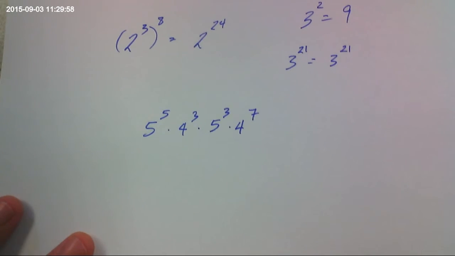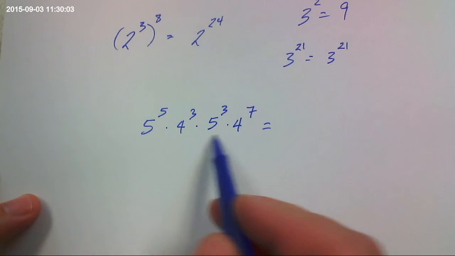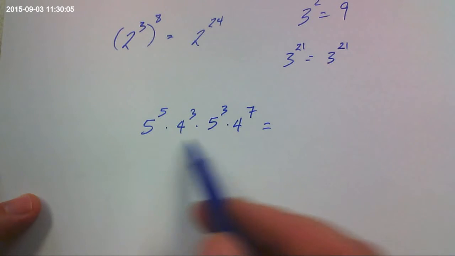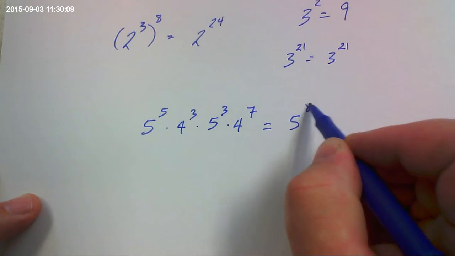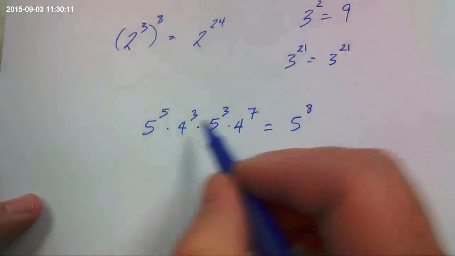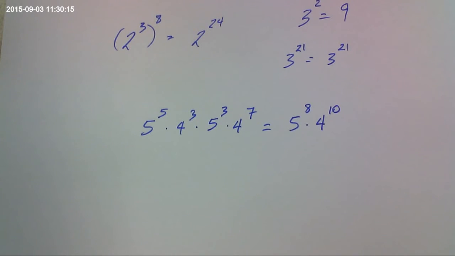The commutative property of multiplication says that you can change the order. If you look at this entire number here, I don't know what this whole number equals. It would be a gigantic number, but I have 8 5's all multiplying because I have 5 of them here and 3 there, and I also have 10 4's multiplying. So that's what you would do.